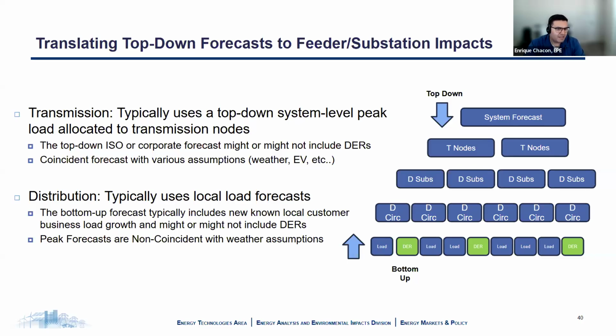Versus distribution, it's typically localized. At the distribution level, you have the bottom-up approach. If we think back to earlier in the presentation, if you have the meter information or even the recloser information or more circuit-specific information, you can develop a load forecast using those elements and basically build your way back up. The graphic here on the right-hand side is pretty useful in visualizing that. In the bottom-up approach, you have load and DERs building up to distribution circuits, to distribution substations, to transmission nodes. From the top-down approach, you have a system forecast and transmission nodes. Transmission and distribution will meet at the transmission load section, and the hope is that there's somewhat of a match between the two forecast approaches. Next slide, please.